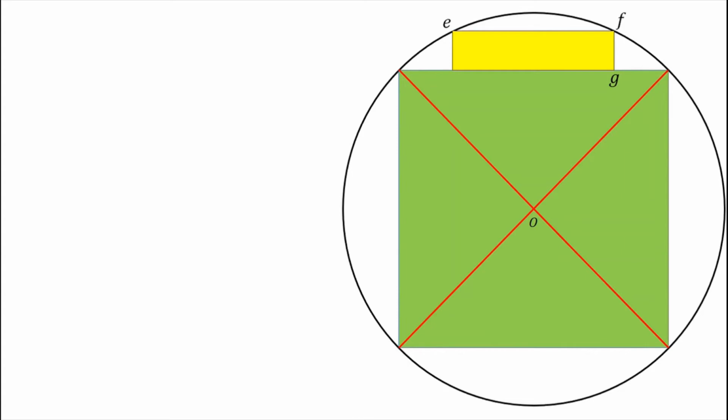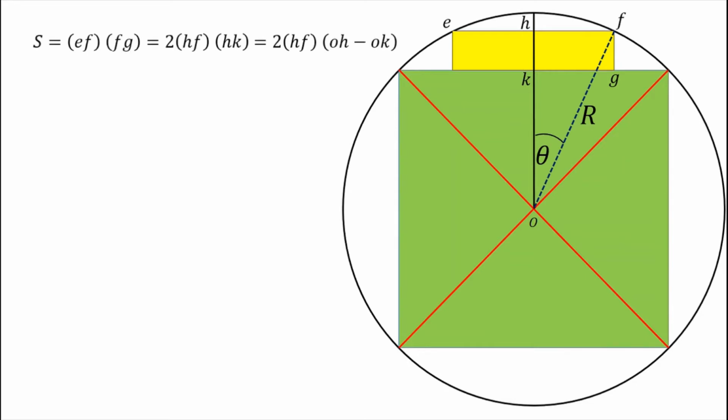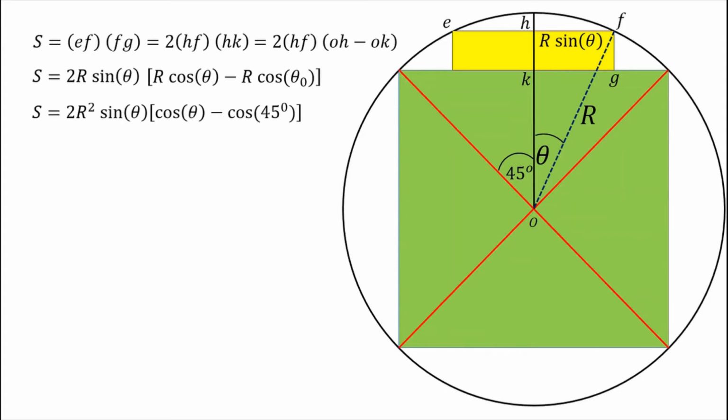Following the same procedure, the general relation for the rectangle area can be calculated by multiplying EF by FG. EF equals twice HF, and FG equals HK, which equals OK subtracted from OH. These lengths can be rewritten in terms of central angle theta. Note that theta is a variable, not a fixed value. HF equals twice r multiplied by sine theta, whereas OH equals r multiplied by cosine theta, and OK equals r multiplied by sine 45 degrees, which is also written theta sub naught.